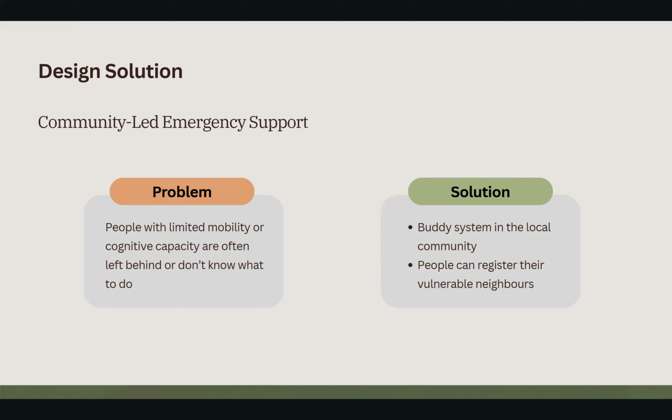Here are some design solutions based on the previously mentioned dangers and harms. The first one is community-led emergency support, which introduces a buddy system where people can register to support vulnerable neighbors, and this builds trust and ensures no one is left behind.